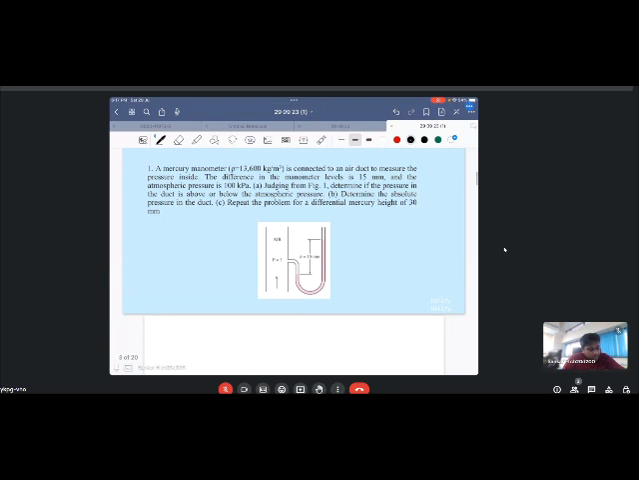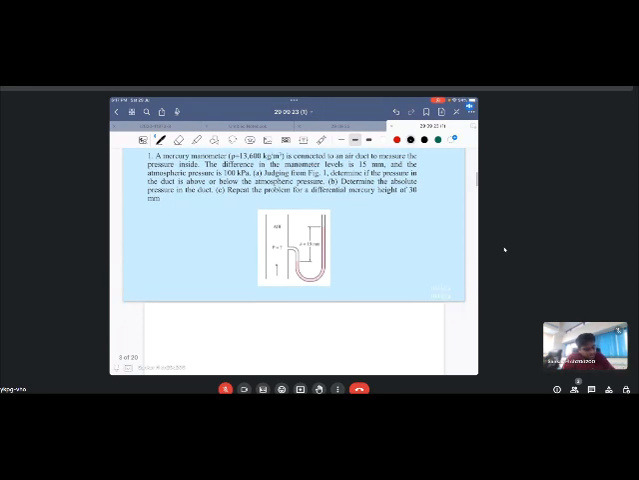So let's get started with a question on fluid statics. We have a mercury manometer, which is a pressure measurement device.